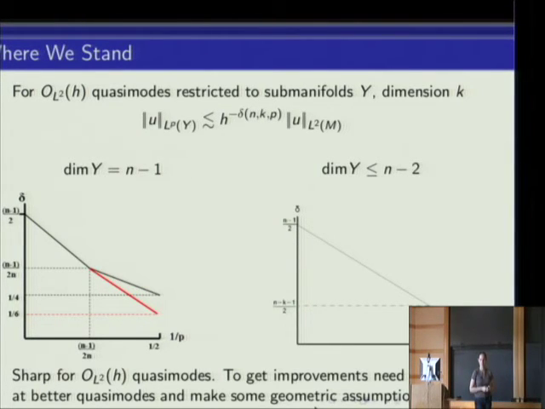And are there other questions? Not right now. Just a point. What you get for quasimodes is true for true modes, but sometimes, like for a torus, for true modes, you get things which are much better. Yes, yeah.